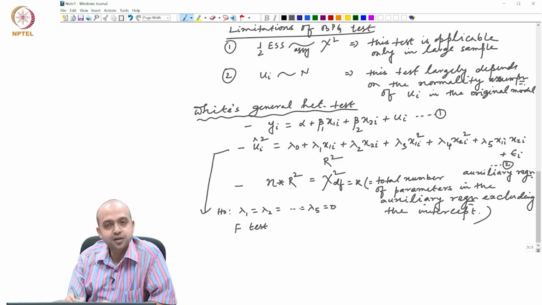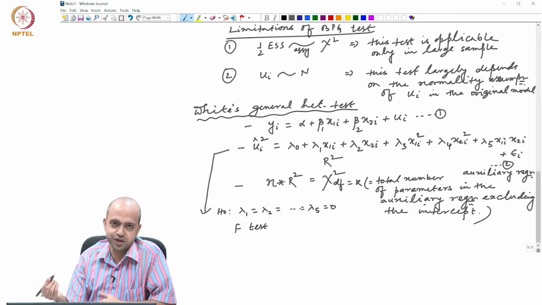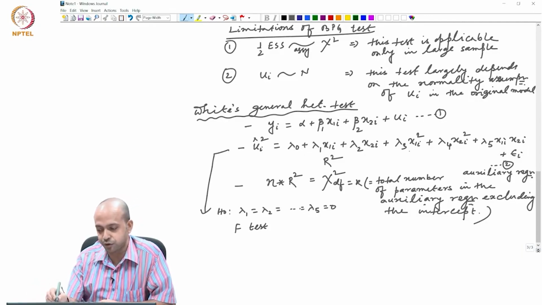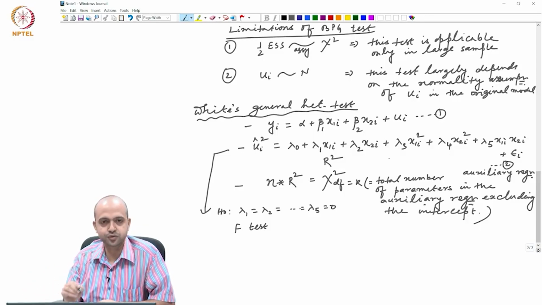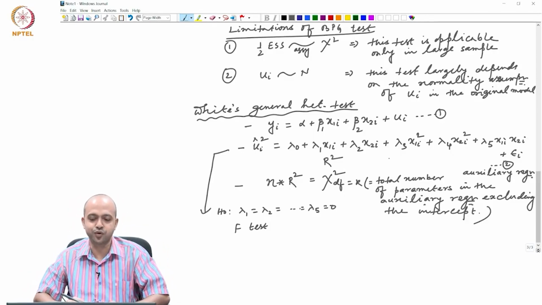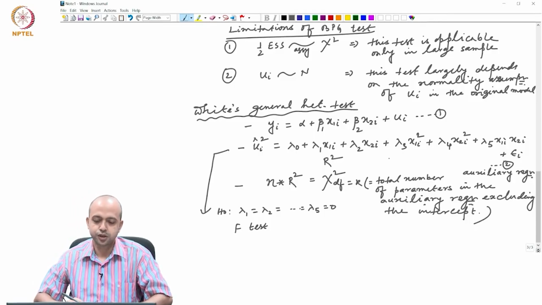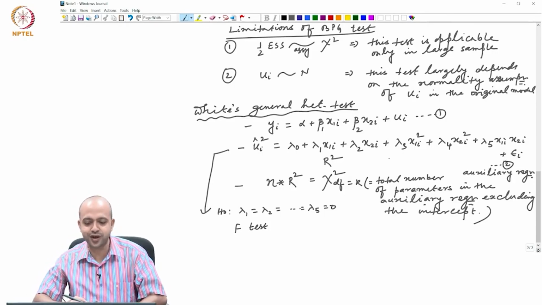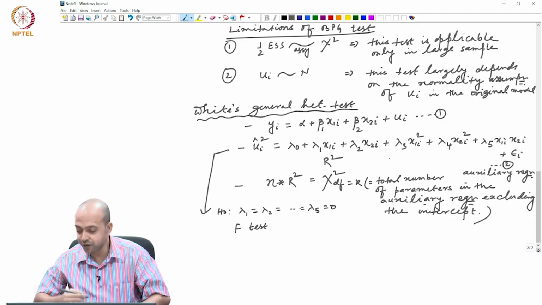So, if this is not rejected, that means sigma square equals only lambda 0, so there is no presence of heteroscedasticity. But if H naught is rejected from this auxiliary regression, that means ui hat square actually equals lambda 0 plus lambda 1, lambda 2, lambda 3 terms. So, again I can say that the variance of ui is a function of x. This is a different type of functional form we have assumed. Now, why is White's test called a general heteroscedasticity test?